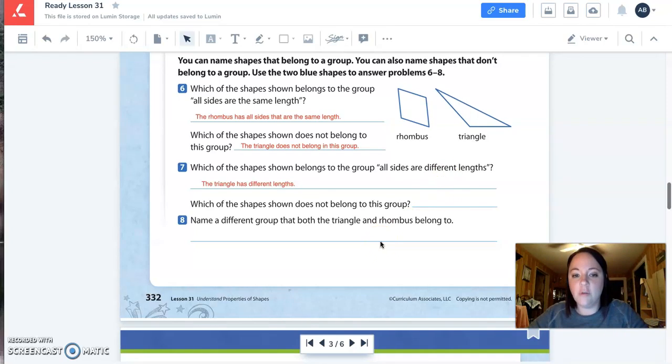Which of the shapes shown does not belong to this group? So if the triangle does belong to that group, we know that this group has to be the rhombus.